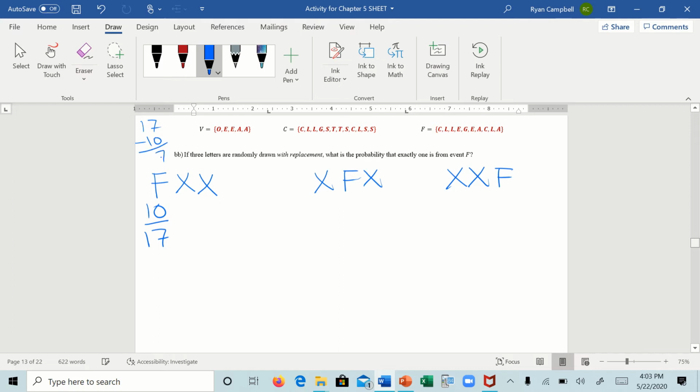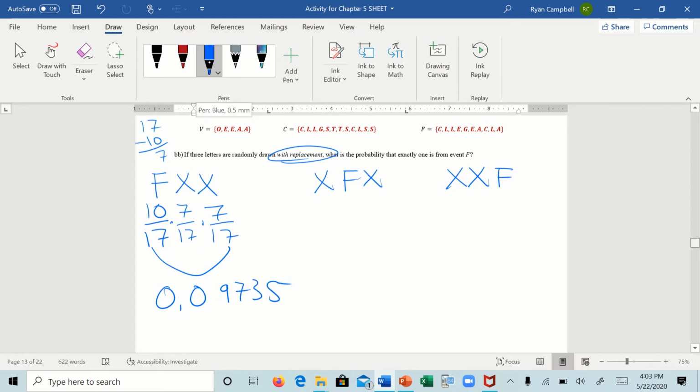So the other 7 aren't in F. Since it's with replacement, we're going to have 7 over 17, 7 over 17. When we multiply that together, we get 0.099735. This should be the exact same thing, right? So we can just multiply this by the 3 outcomes that we have, and we end up with 0.299.